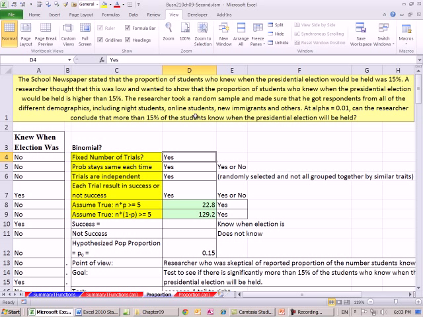The researcher took a random sample and made sure he got respondents from all of the different demographics, including night students, online students, new immigrants, and others. At alpha 0.01, can the researcher conclude that more than 15% of the students know when the presidential election will be held?